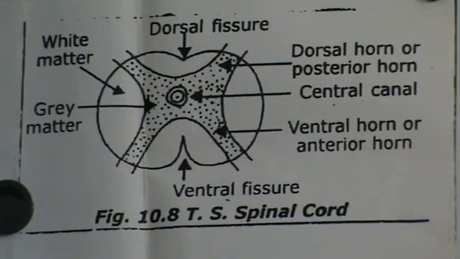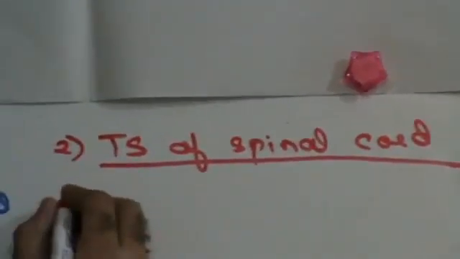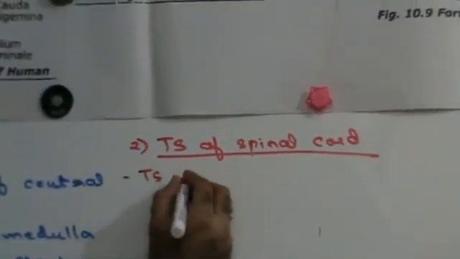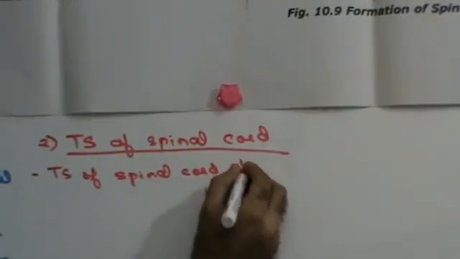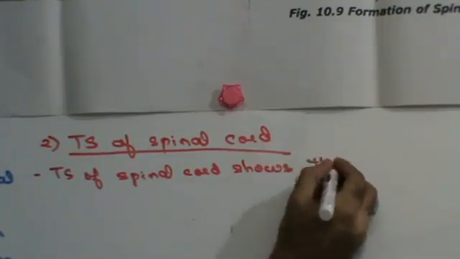Let's write this down, guys. TS of spinal cord shows the following features.